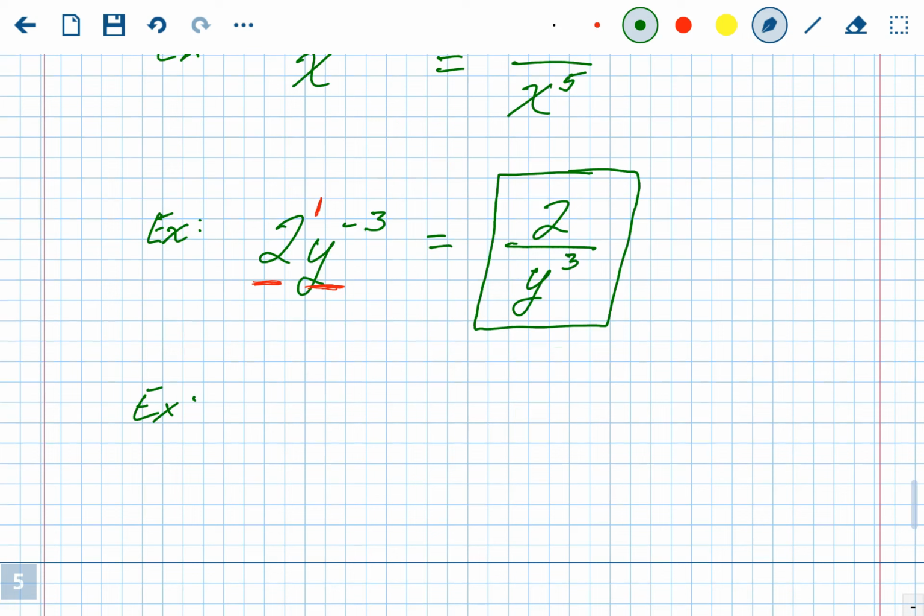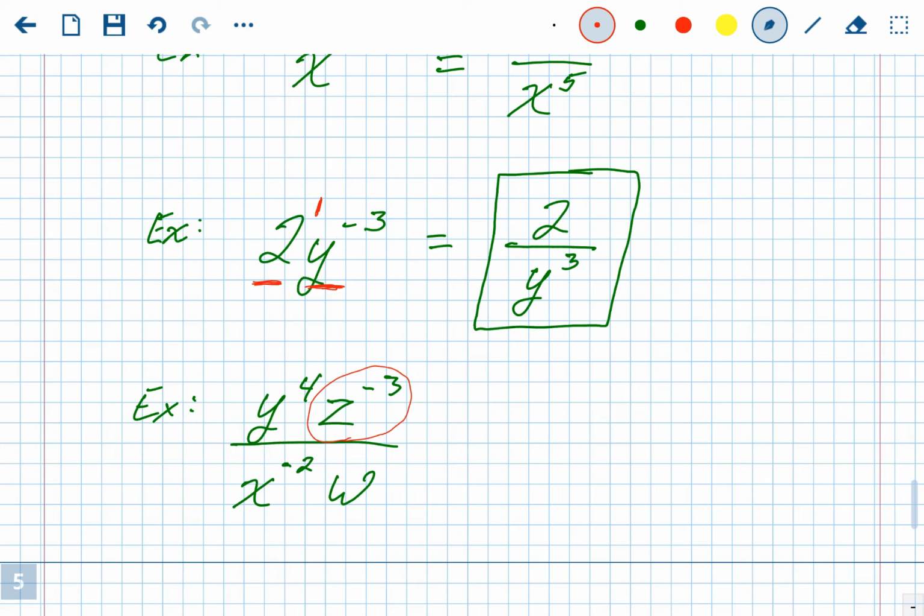Let's say we have y to the 4th times z to the negative 3rd over x to the negative 2nd w. Well, we have 2 negative exponents here. You've got the z to the negative 3rd. We can't have a negative, so we're going to have to move that to the bottom. You also have x to the negative 2nd on the bottom. Can't have negative exponents anywhere, so we're going to move that one to the top.